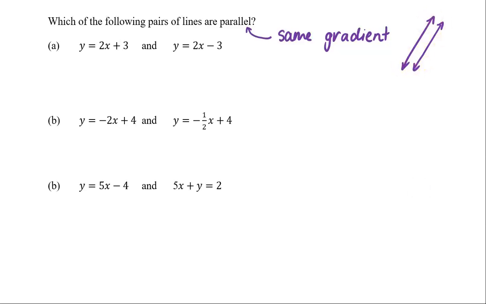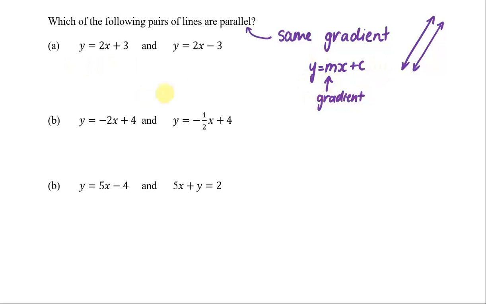Now we can read the gradient from a line when we have it in the form y equals mx plus c. And the gradient, when it's in this form, is the coefficient of the x term. That's our gradient. So our lines have to be in this form for us to be able to read their gradient. Let's have a look at our first pair of lines.